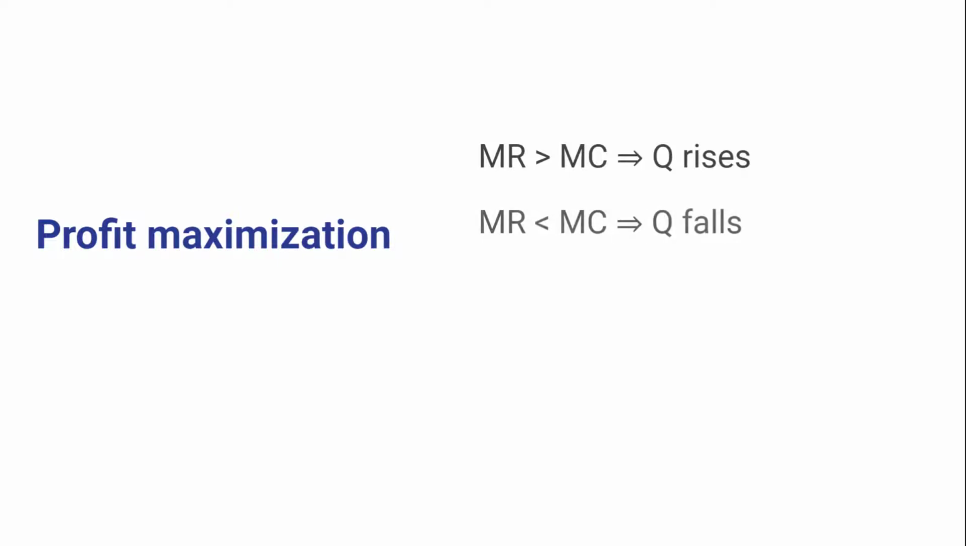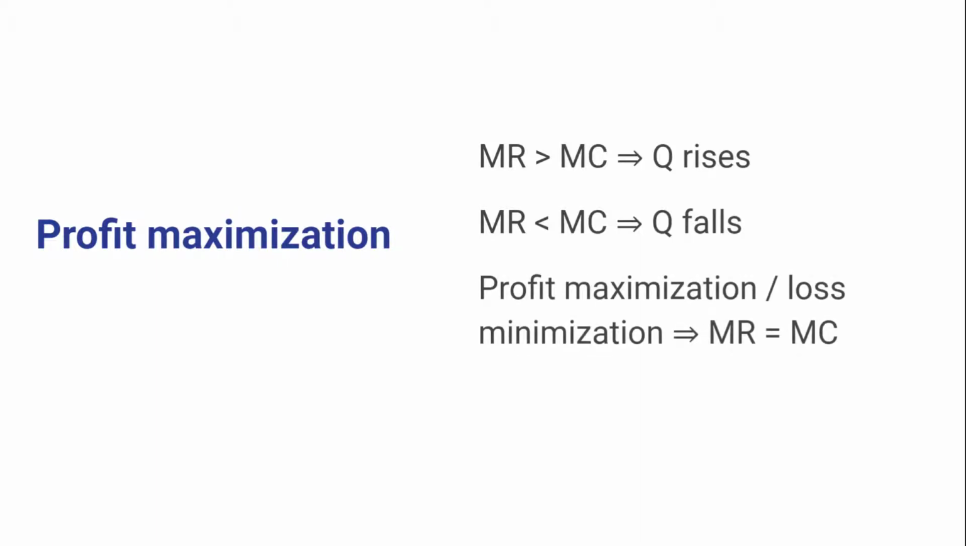Let's consider profit maximization in a monopolistically competitive market. As in other market structures, we can note that whenever marginal revenue is above marginal cost, firms can increase their profits by producing more, so they produce more. Whenever marginal revenue is less than marginal cost, firms can increase their profits by producing less, so they will produce less. This is also true for loss minimization. The maximum level of profit or the minimum level of losses for any firm that continues operation will be where marginal revenue equals marginal cost.